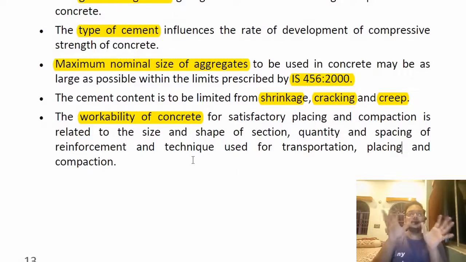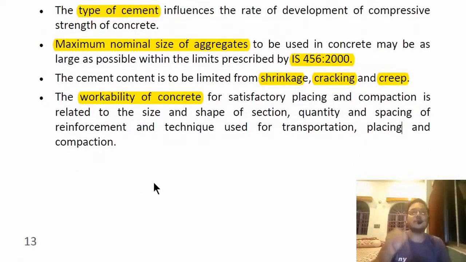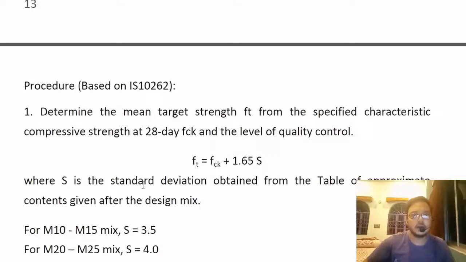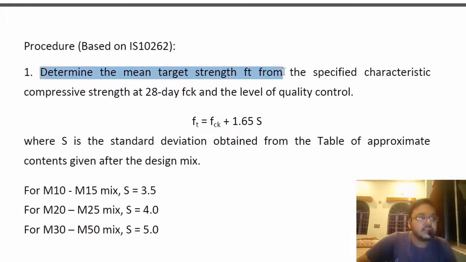Just by getting a rough idea of the ratios, we will make that particular concrete, we will try to get the workability, and then we will redesign or refix the values, and we will come to the fixed and the final design mix ratio of that particular grade of concrete which we are supposed to calculate. So next is the procedure.